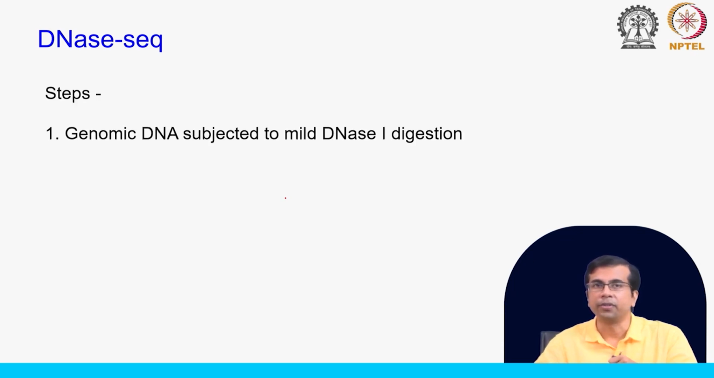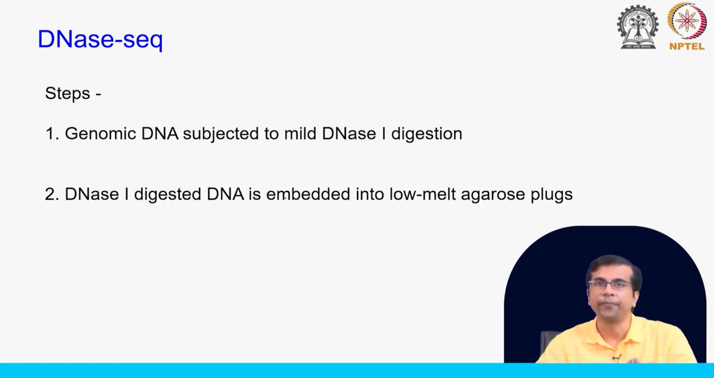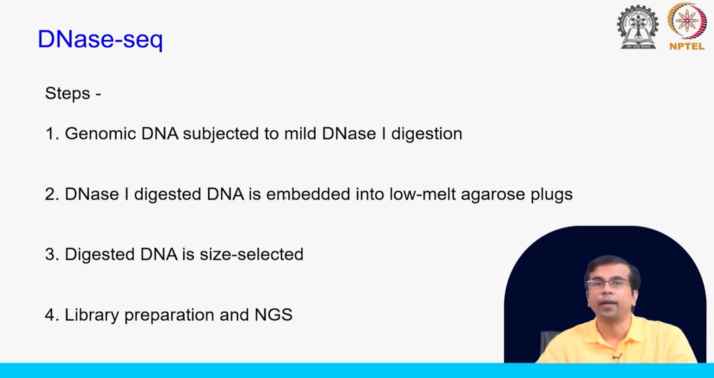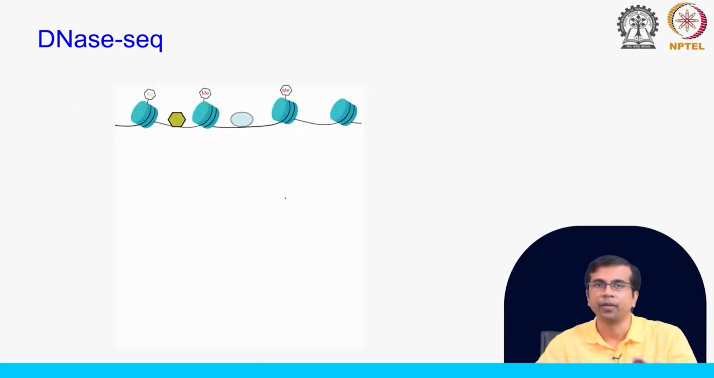So, here are the steps. In the first step, we subject the DNA to mild DNase1 digestion. And then we want to size separate these fragments. So, we want to select a certain size that will be suitable for sequencing. Okay. So, to do that we take these DNA fragments and embed them in low melt agarose plugs, and then these digested DNAs are size selected, and then we follow the library preparation and next generation sequencing.